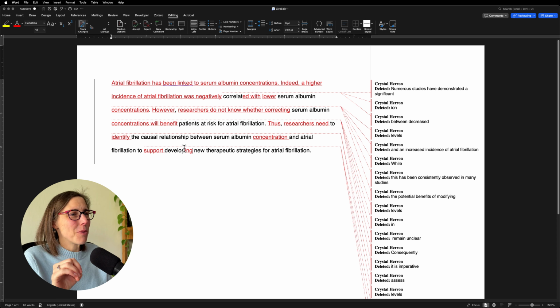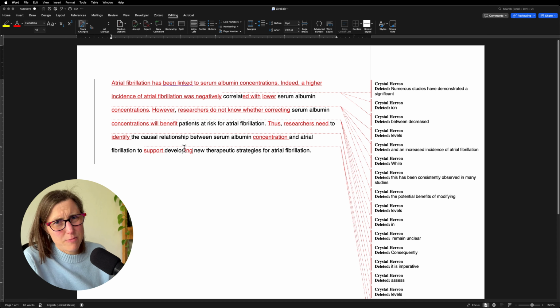So we have to support the development of, or to support developing, or to develop. So to develop feels almost like an overstatement to me. And I think that's why I'm struggling a little bit with wanting to just say to develop. And I like the to support a little bit better. Developing versus the development of. Let me read the sentence. So, thus researchers need to identify the causal relationship between serum albumin concentration and atrial fibrillation to support developing new therapeutic strategies, to support the development of.